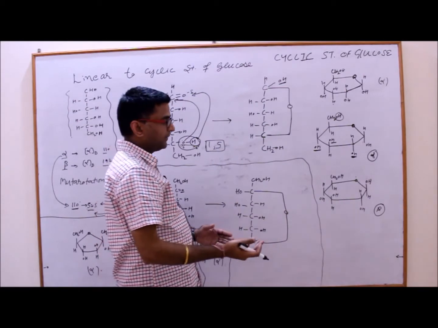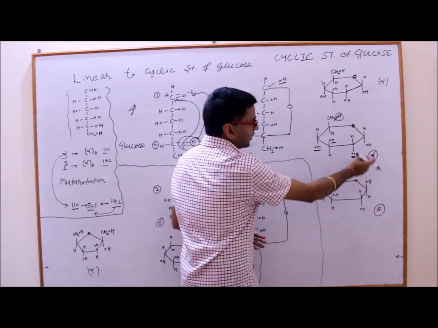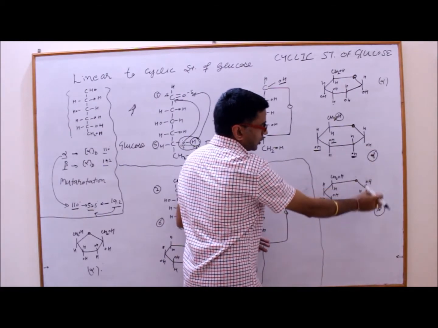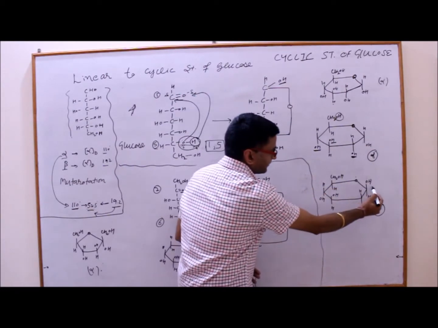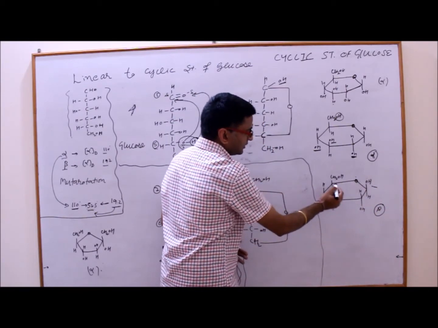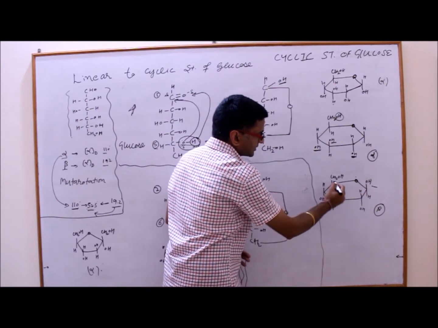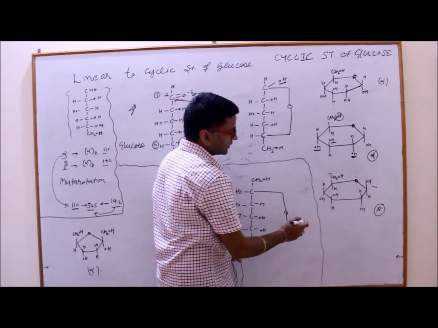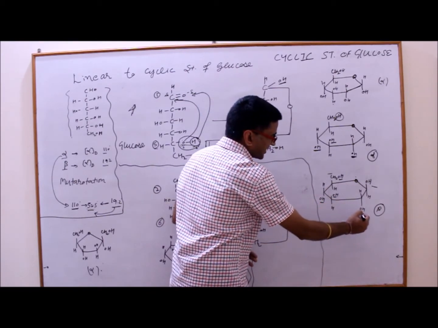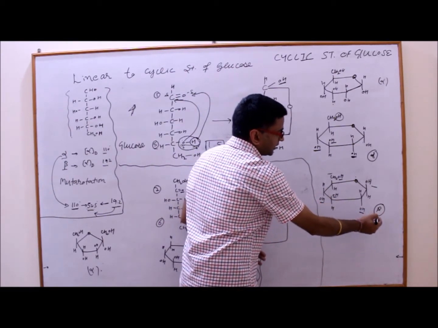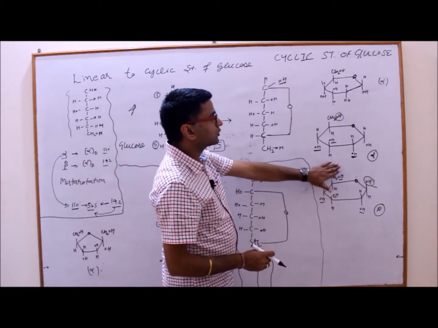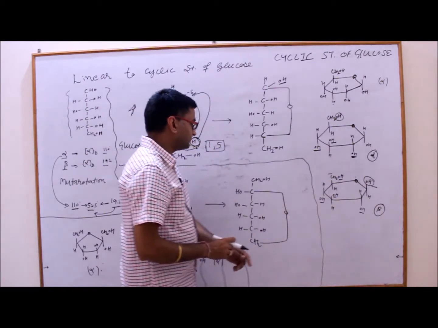Now if we have to write beta form, we just have to convert alpha to beta, OH downside to OH upside. Other things remain the same. Again draw a hexagon, here oxygen, always draw vertical lines, CH2OH always on top left, OH is upside, downside, upside, downside, because it is beta form. In beta form OH is always on upside. So this is a cyclic form of the glucose, and this is very important.